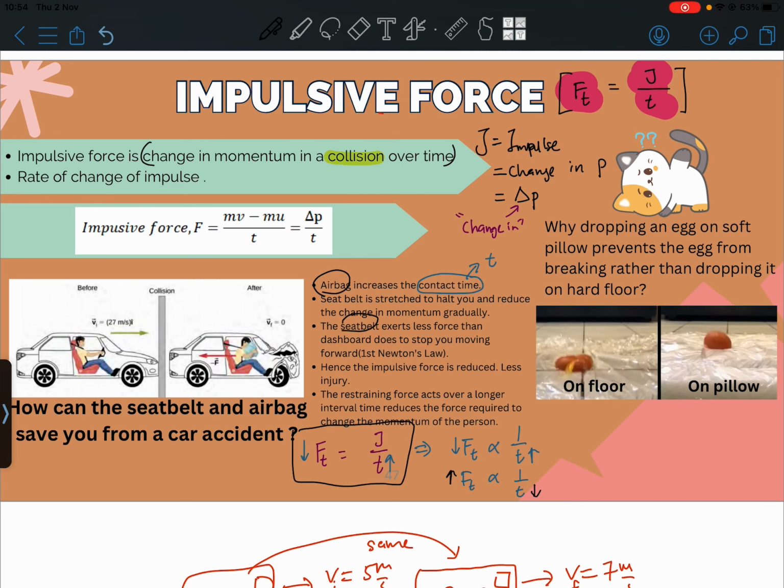The seat belt also does the same thing. The seat belt exerts less force than the dashboard does to stop you from moving forward. Remember Newton's first law. Because the car is moving forward, you are technically moving too. When there is a sudden collision, your body will resist any change. The use of the seat belt is to hold you back so that you don't keep moving even though the car has stopped.